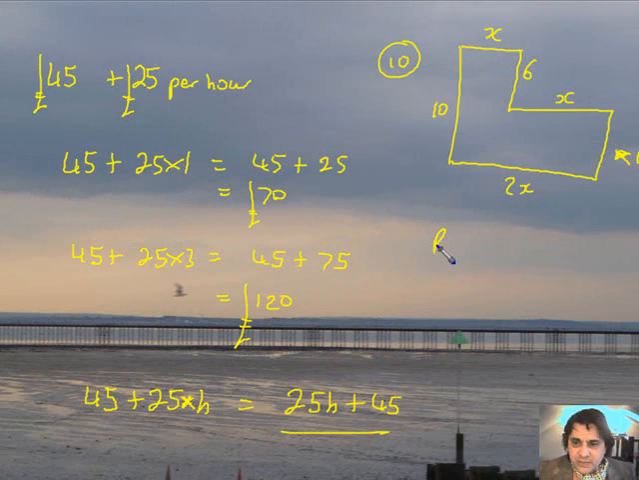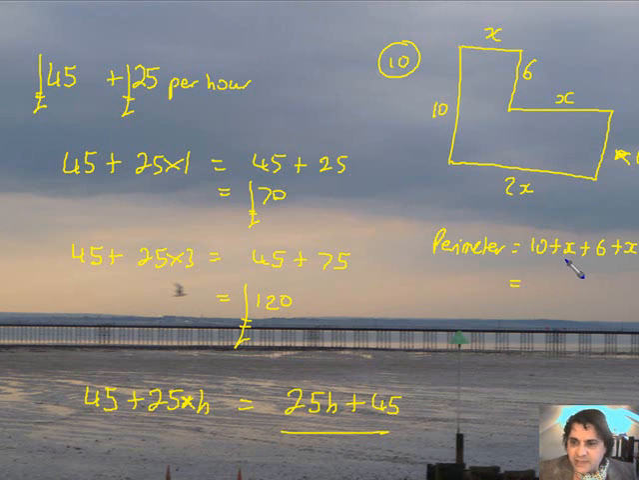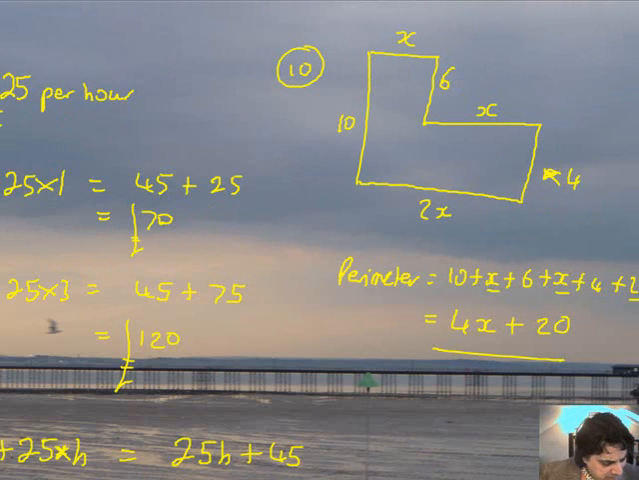Let's write it out. Here's the perimeter. We go 10 plus X plus 6 plus X plus 4 plus 2X. Simplifying, do the X's first. 1, 2, 3, 4 X's. 4X plus 10, 6, 4. That's 20. Yep. So we've got 4X plus 20 is an expression for the perimeter of that shape. That's all I want to do with that one.